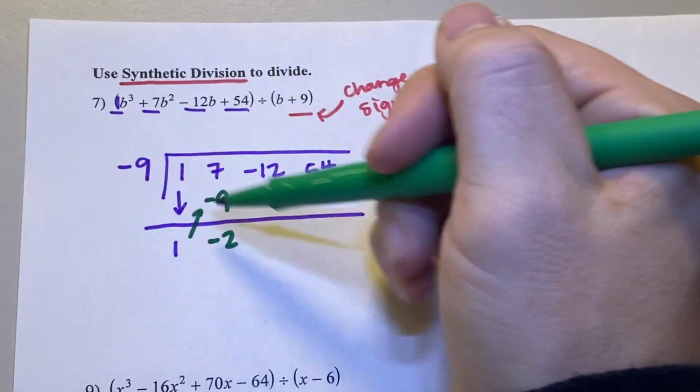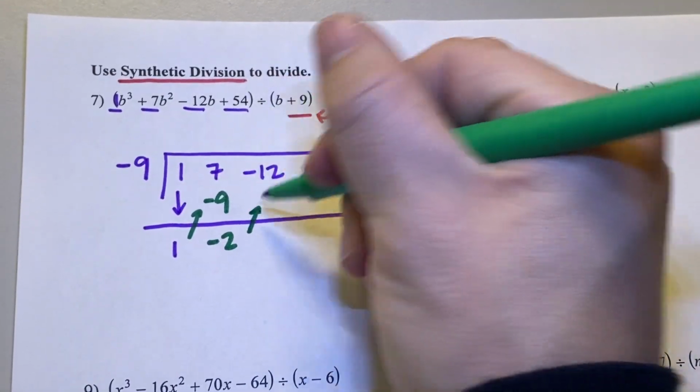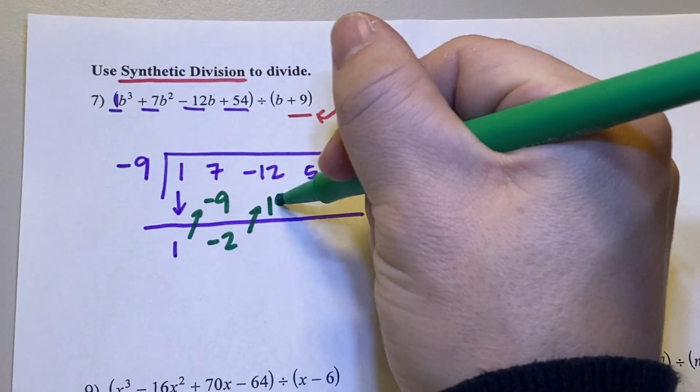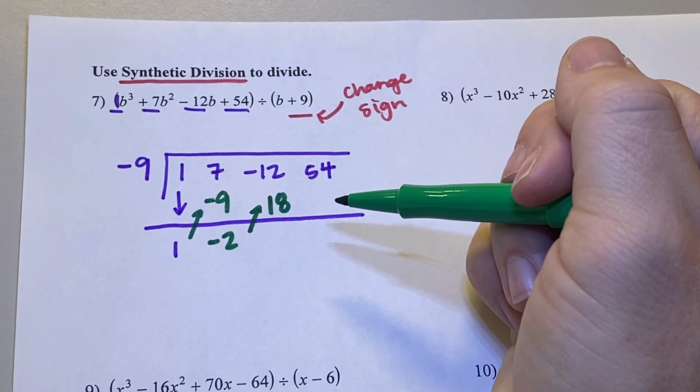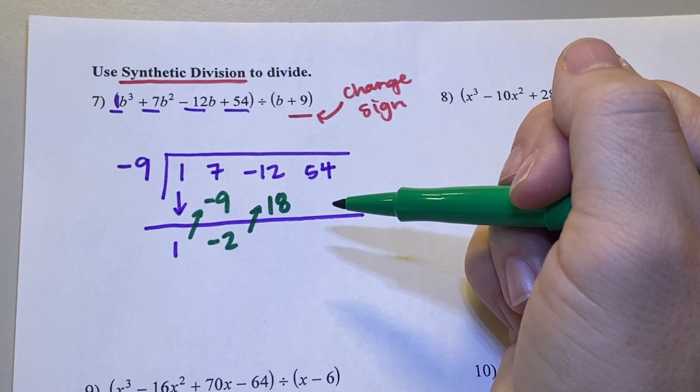Okay, we're back to the outside, which means we take this guy, multiply it by the negative 9 again. What's negative 9 times negative 2? What's going to go in my next spot? Positive 18. And then negative 12 plus 18. I really wanna spoil it so badly. It's gonna be 6.